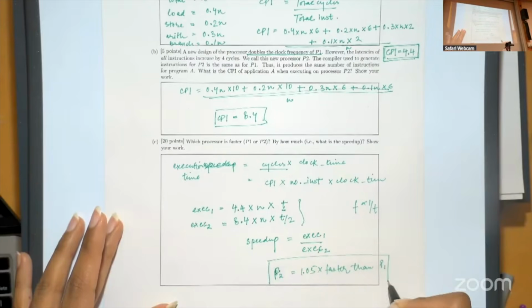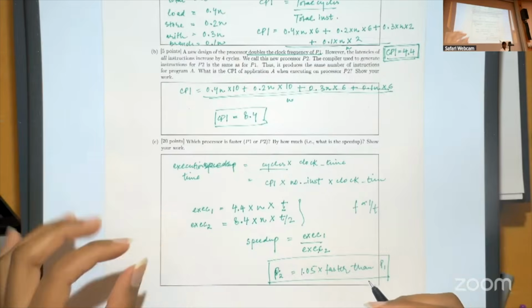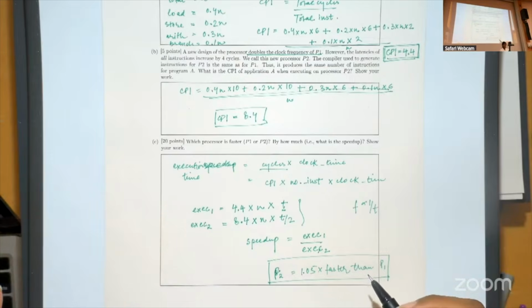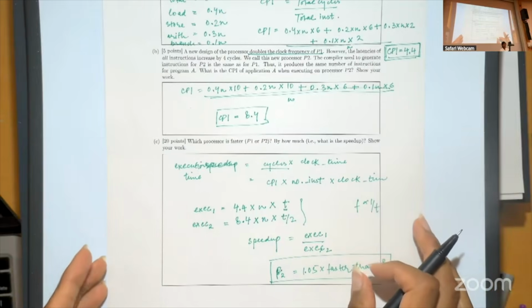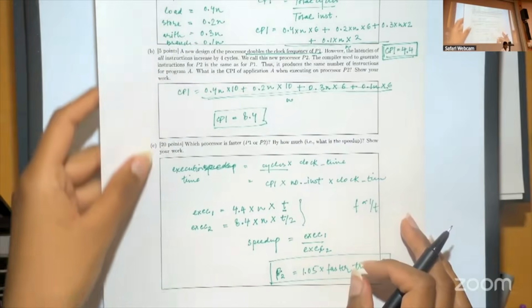So this is again simple. You just have to calculate the execution time of two processors and then divide them to calculate the speed up. Are there any questions? Okay. So this is the last part.